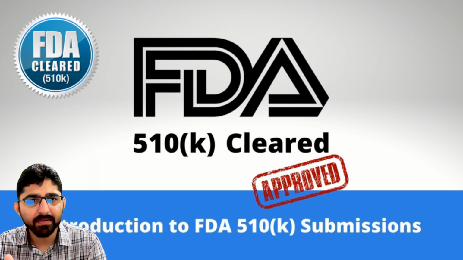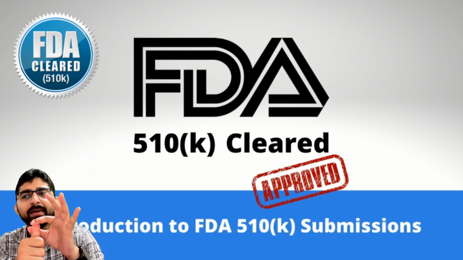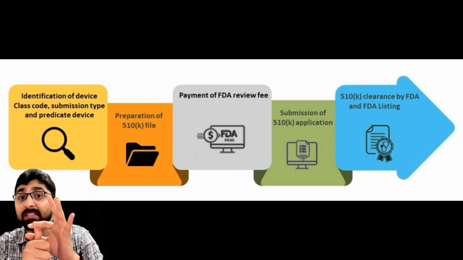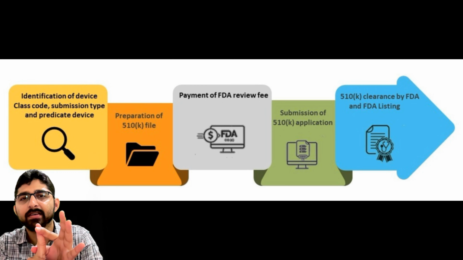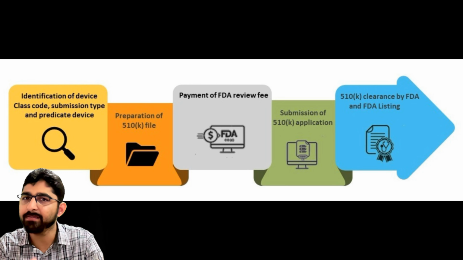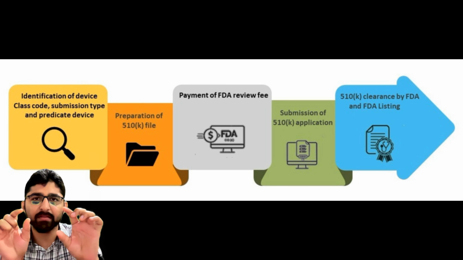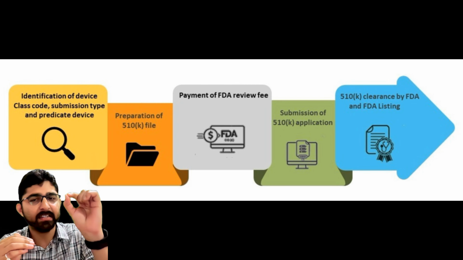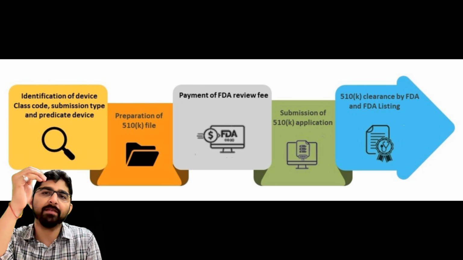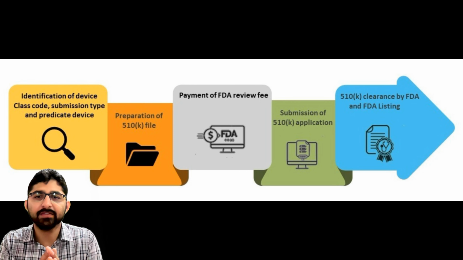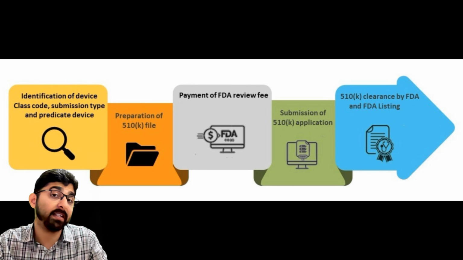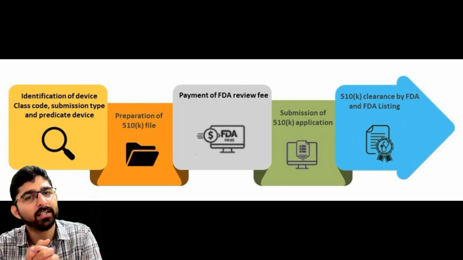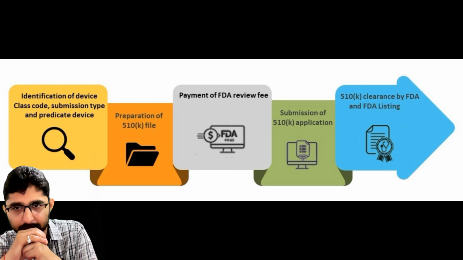The first step is to find the predicate devices, or rather the first step is to identify the device class code, second the submission type, and third the predicate devices. So in step 1 there are 3 key actions. Step 1.1, identify the device class code. Step 1.2, identify the submission type, I mean whether the traditional, the special or the abbreviated. And the third is to define the predicate device.